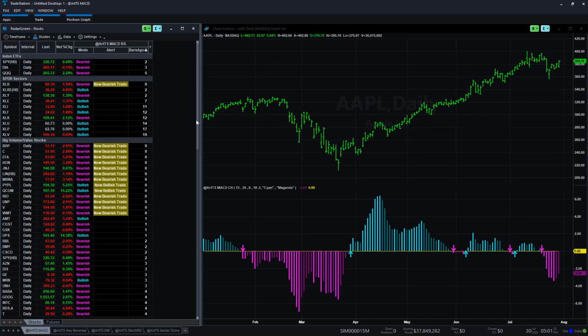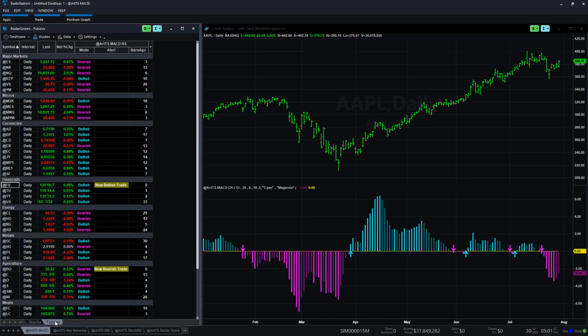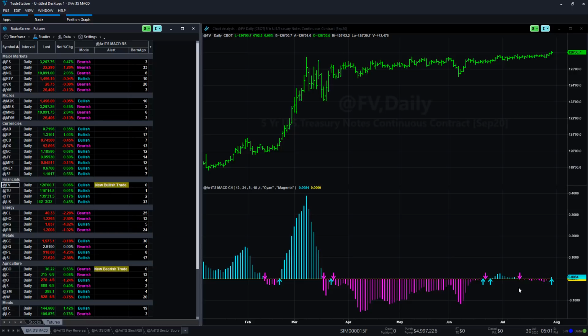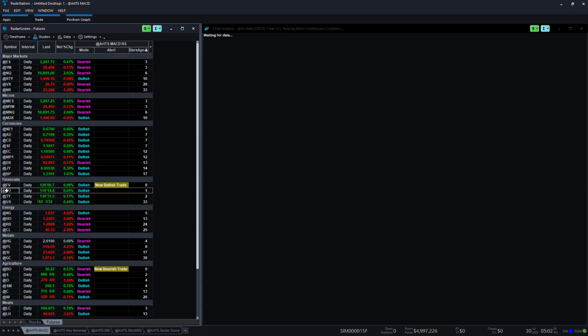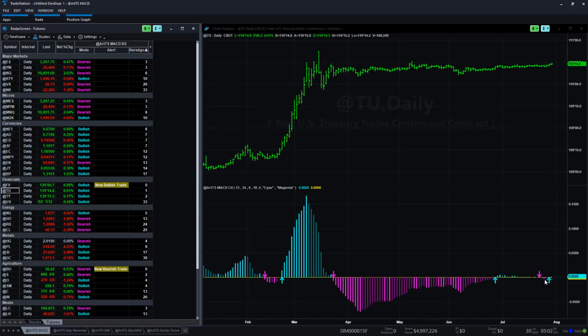Okay. Also notice the tabs down here at the bottom. So I have 2 pages of this RadarScreen. One page is stocks, and the other is futures. So if you're a futures trader, here I've listed all of the futures that you can trade on TradeStation, and our MACD indicators here. So like right now, the 5-year bond gave a buy today. We can see that there. And if we sort on bars ago, here we can see that the 10-year alerted yesterday. So that's the idea.